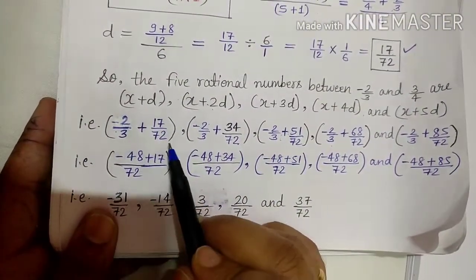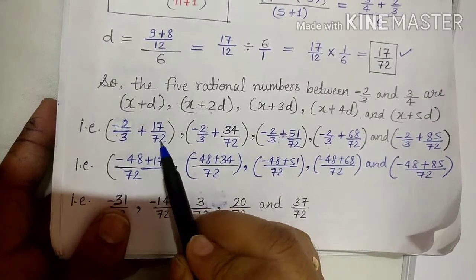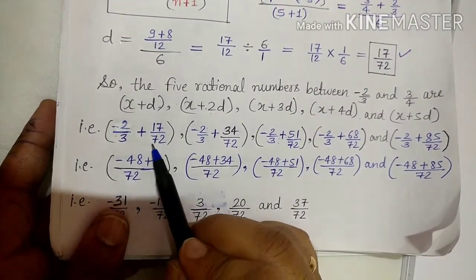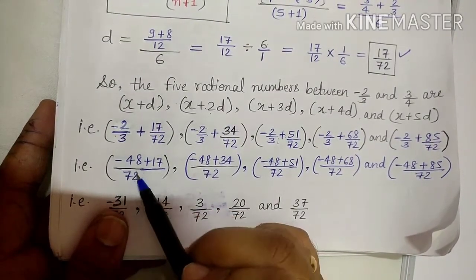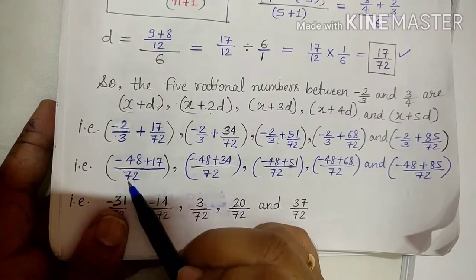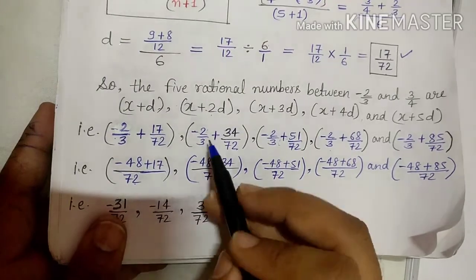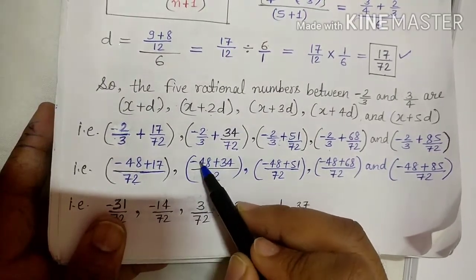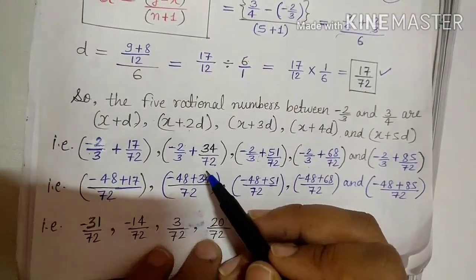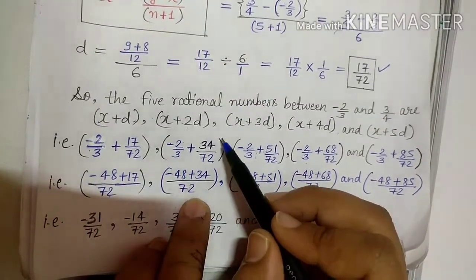So the LCM of 3 and 72 will come 72 only, because it is greater than 3 and it is also in the table of 3. How? If we divide 72 by 3, so what will come? 24. 24 2s are 48. So minus 48 plus 17. Minus 2 upon 3, again the same thing will come. So minus 48. Okay. Just in place of this one 17, it will come 34.